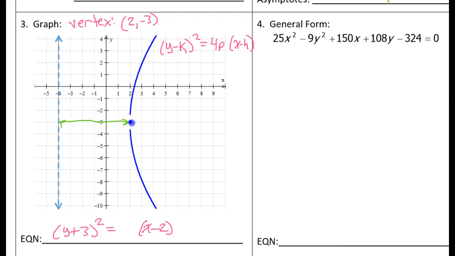Okay, so if I go 6 again, that will put me here. Okay, so this is the focus right there.